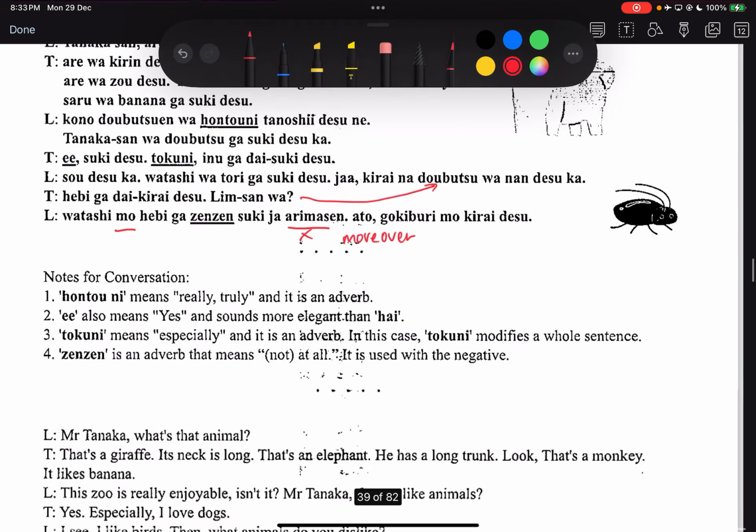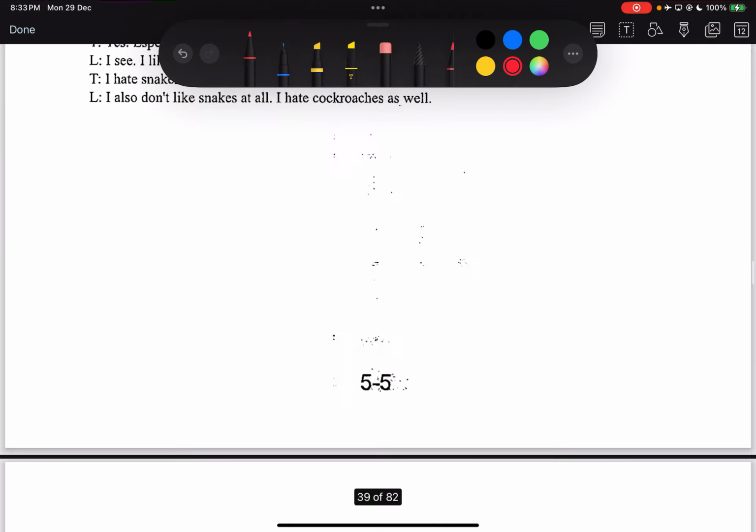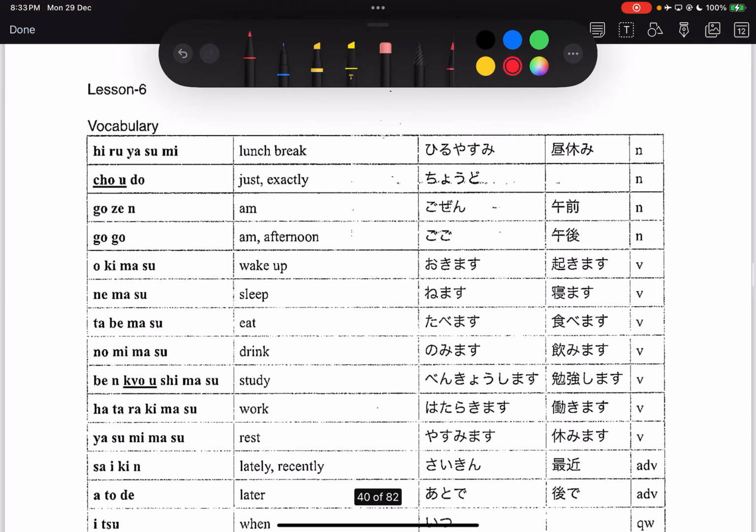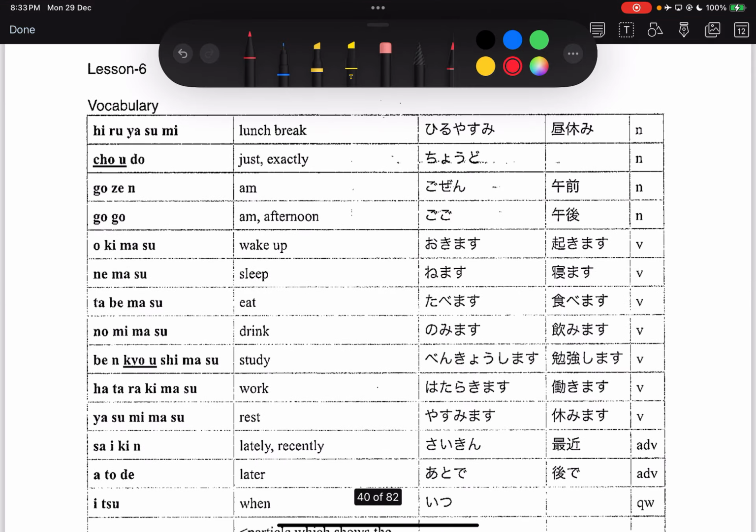No. I think we will have problems when we go to the homework. Then we'll go through the homework. Okay, lesson 6, vocabulary.